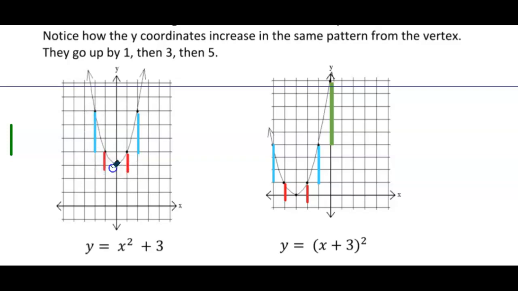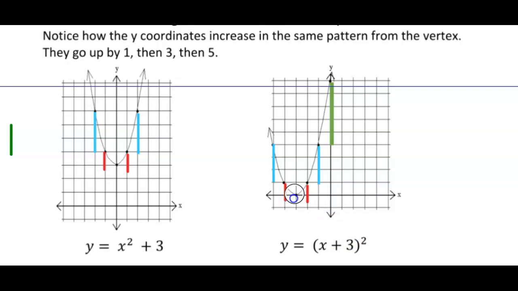Over 1 to the right, and it's always from the vertex, okay? We don't start back down here at the origin. We always start at the vertex and then do our pattern. Same thing here. I've got x plus 3 squared. It's a parabola. I know that because it's a quadratic. My x term, or expression, is squared.